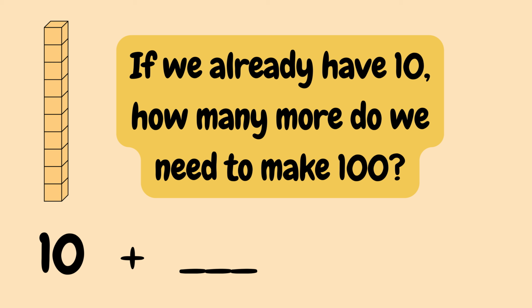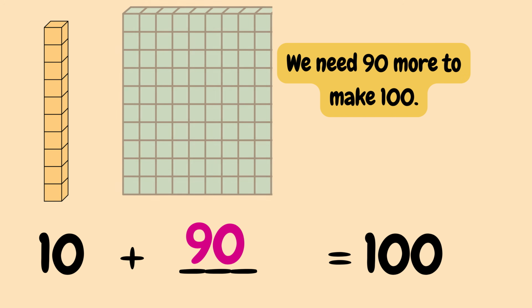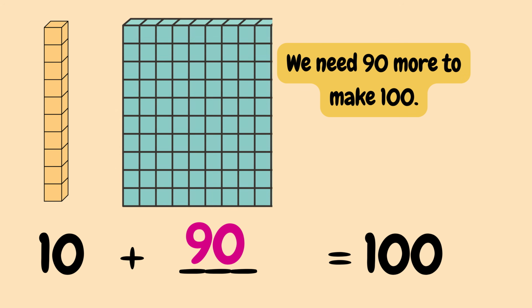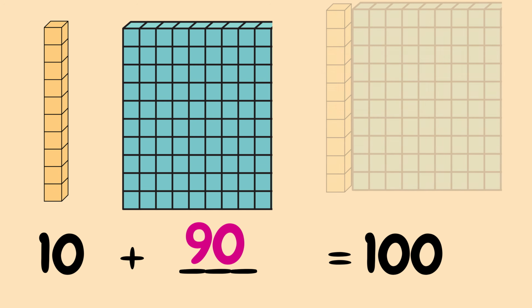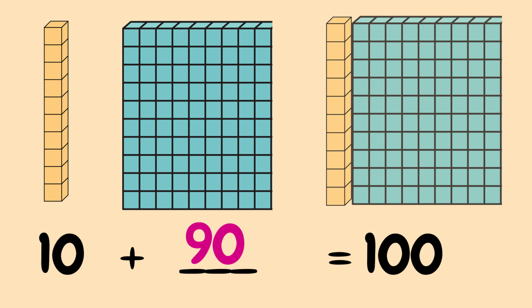If we already have 10, how many more do we need to make 100? We need 90 more to make 100. 10 plus 90 equals 100.